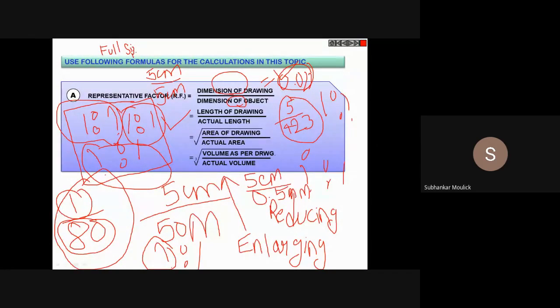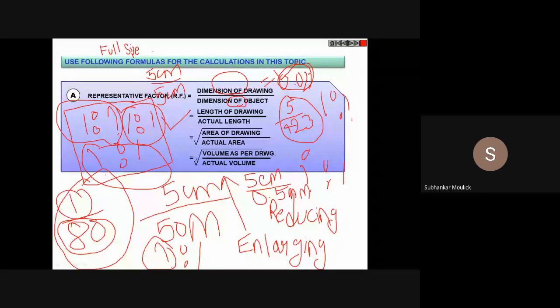That means you are not changing the dimension of the object. Whatever object dimension is given to you, you take the same dimension and draw it in your drawing sheet. Is it clear to all of you? Yes, sir. So 1 by 1 is which type of scale? Sorry, I can't hear you. Then RF equals 1 by 1, which type of scale? Full size scale. That means you are doing nothing. Neither are you changing the dimensions of the object, nor the dimension of the drawing.